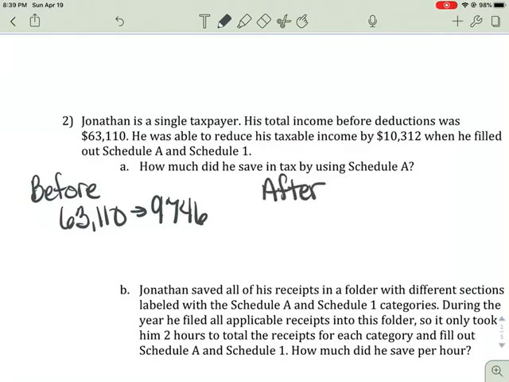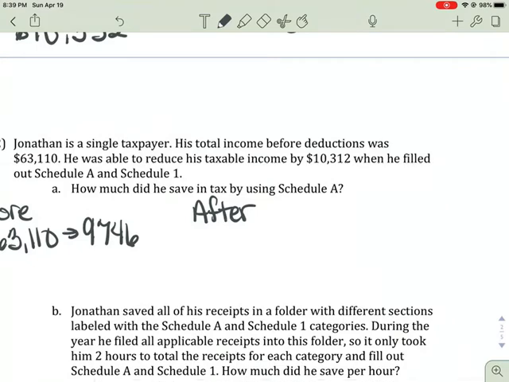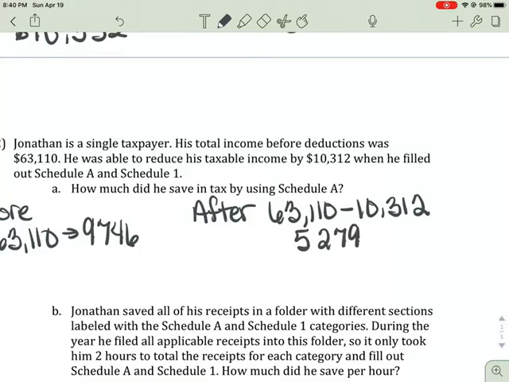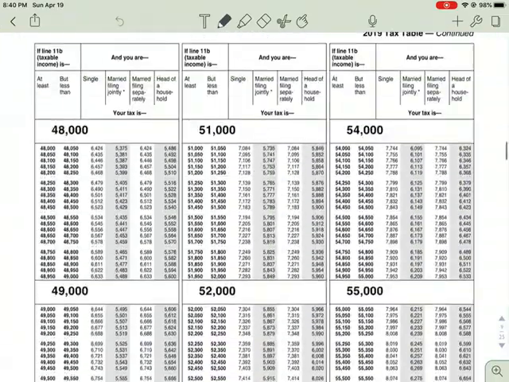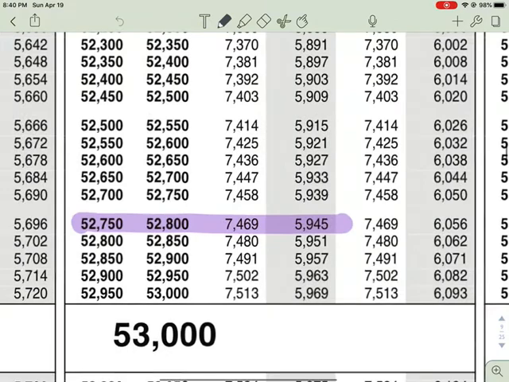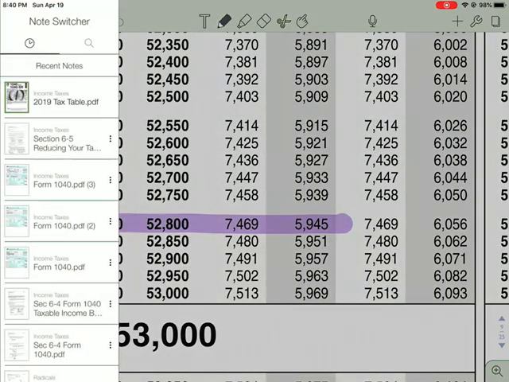Now, let's take a look at after. After his deductions, we have to figure out how much his tax is. So we have to take 63,110, subtract his deductions. All right, so we get 52,798, and that's what we're going to look up in our tax table now. Okay, so 52. There it is. All right, so that's 7,469.